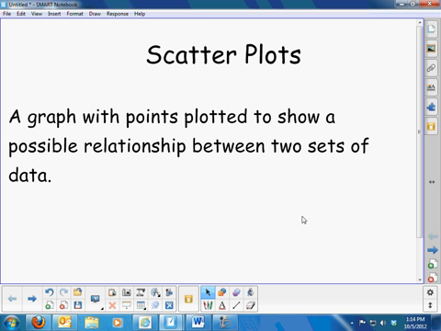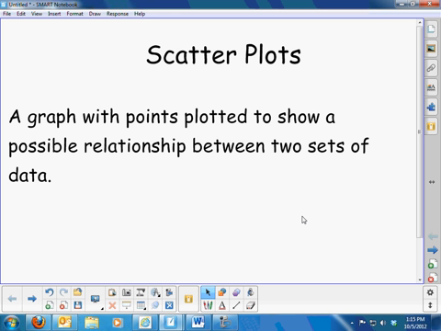Today what we're going to talk about are scatter plots. You guys have made a scatter plot before, but now we're going to talk about some cool things about scatter plots. First of all, we all know that a scatter plot is just a graph with points that have been plotted that show a relationship between two sets of data.